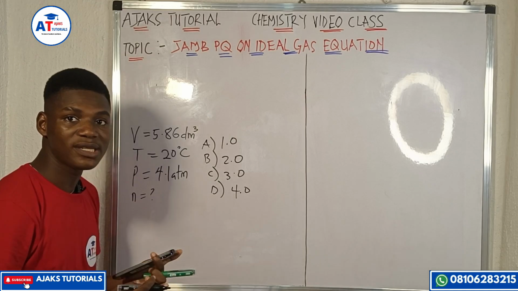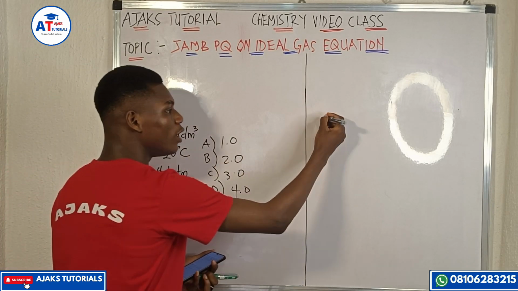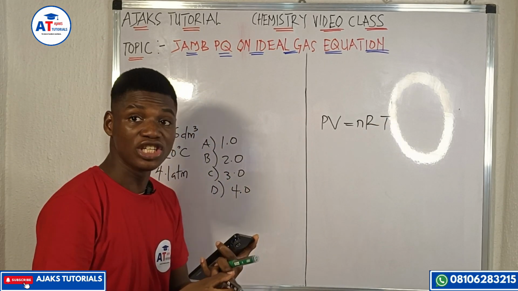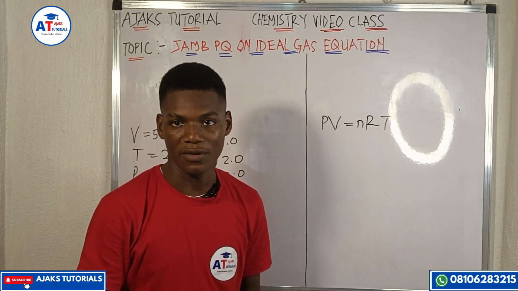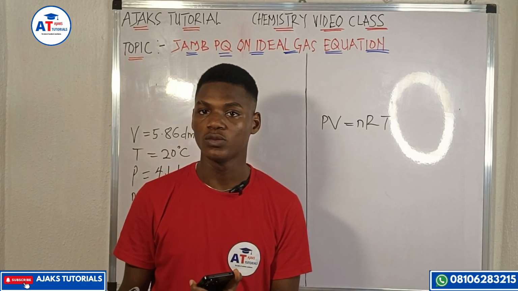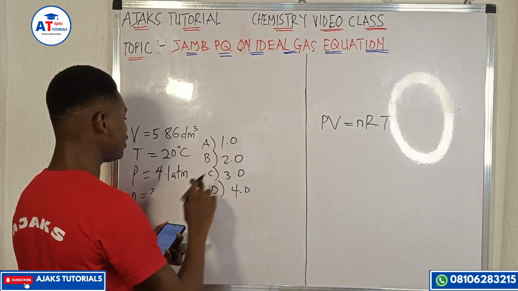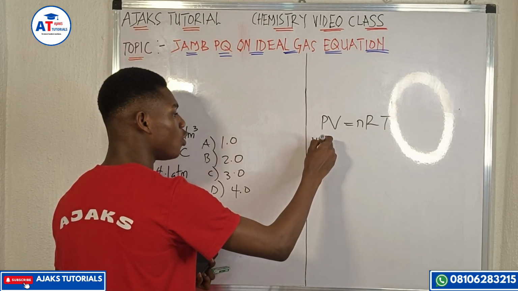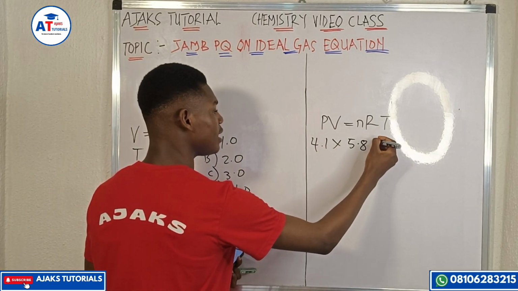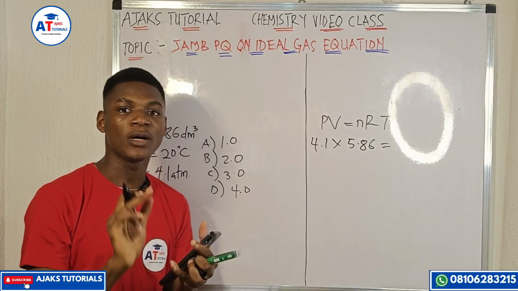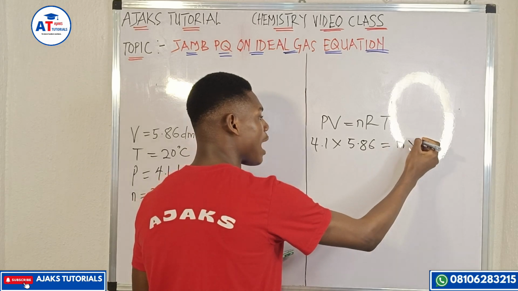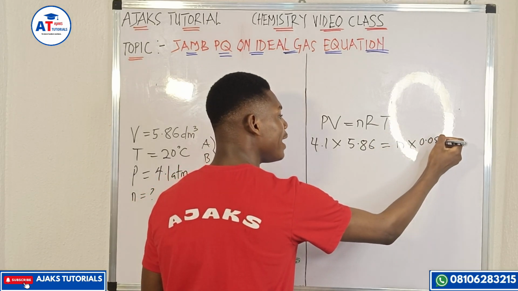Now this is very simple. Class, what are we doing? We are doing PV equal nRT. Even if they did not give you R, you should already know the value for R. I've told you before, my R is 0.082. Is that clear? Good. What's my pressure? 4.1. Now class, what's my volume? 5.86. And what's my N? N is my number of moles, and that is what we are looking for, right? Good. My R is 0.082.